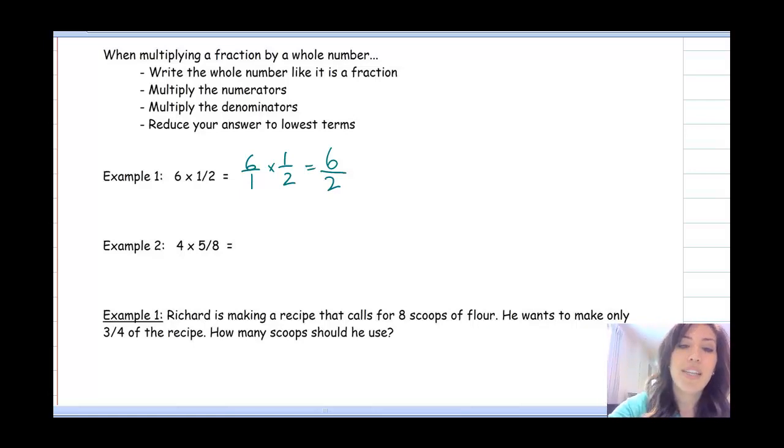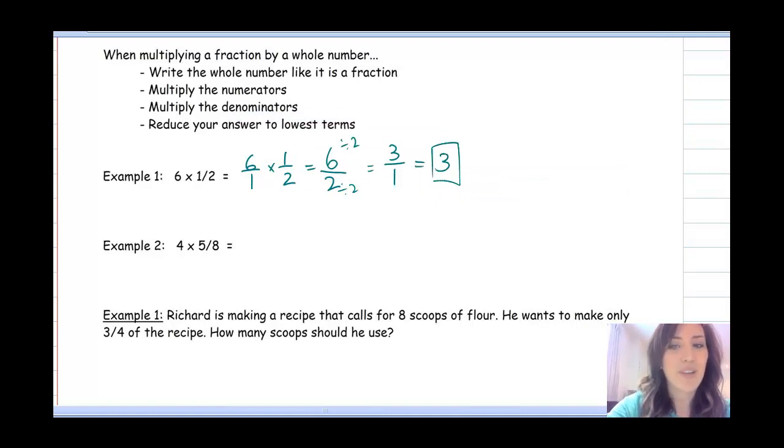Well, 6 and 2, they do have something in common. They're both even numbers, so 2 can be divided by 2, and 6 can be divided by 2 to make 3 over 1, or another way of saying that would be 3 is a secret fraction here, and we could just say 3. So you can express that as 3 over 1 or 3.